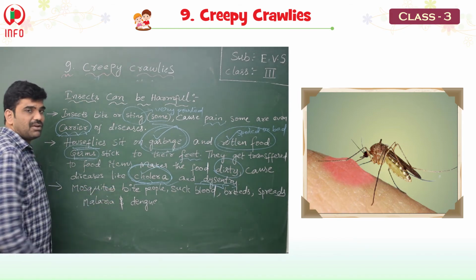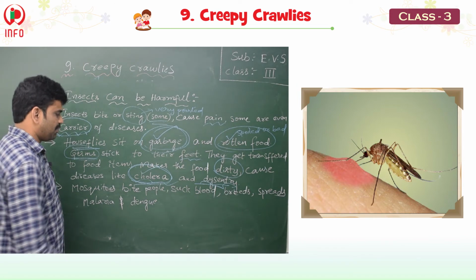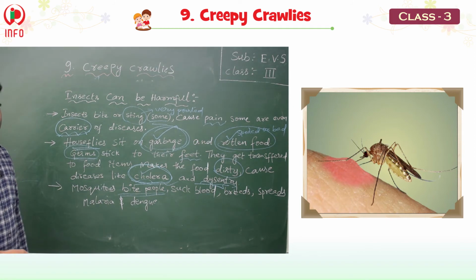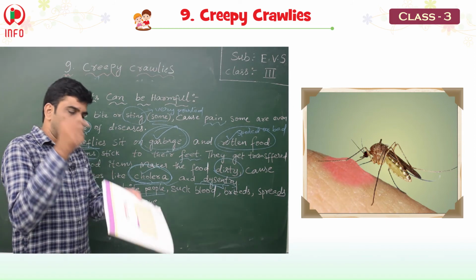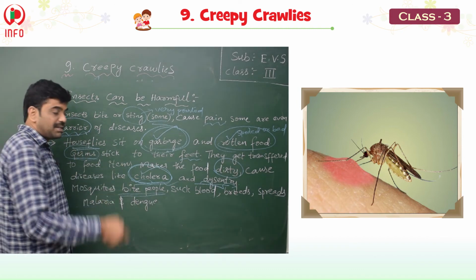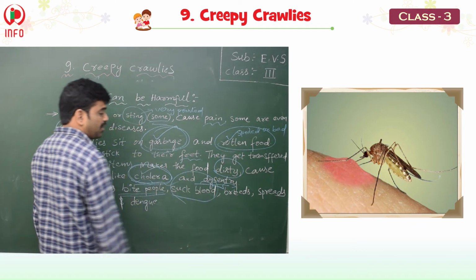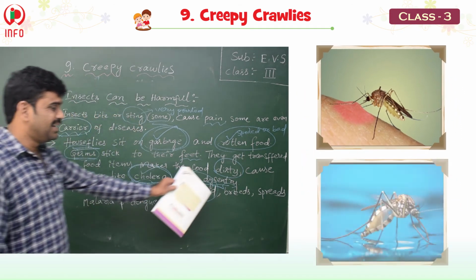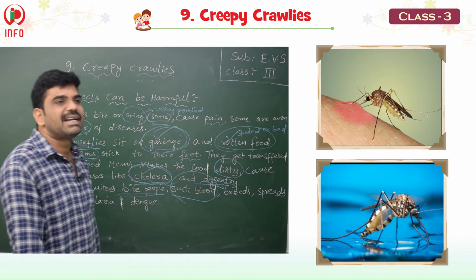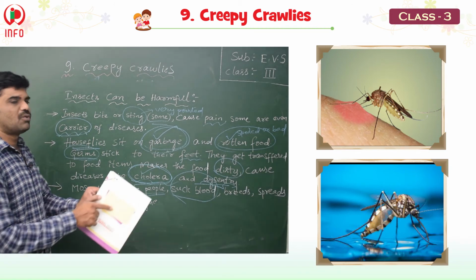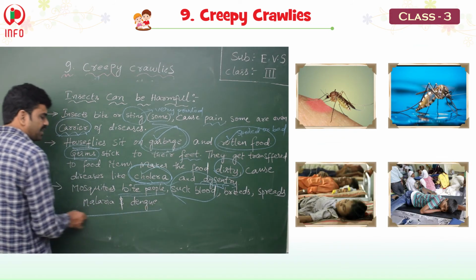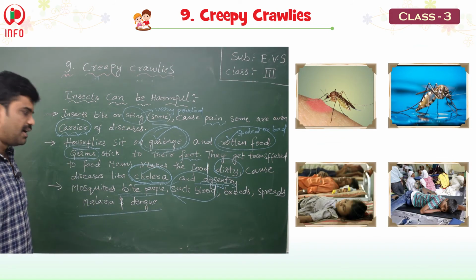Mosquitoes bite people. Children, I think you have this experience. After biting, what will they do? They suck the blood. Sucking means taking the blood from our body. Where do these mosquitoes breed? In stagnant water. Stagnant water is water which is stored for a longer period of time, and it spreads diseases like malaria, dengue and chikungunya. Already we have learned this.